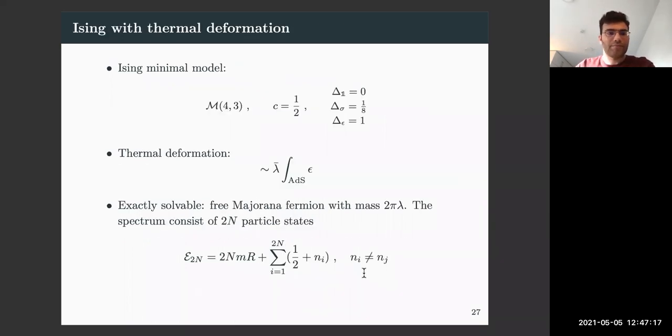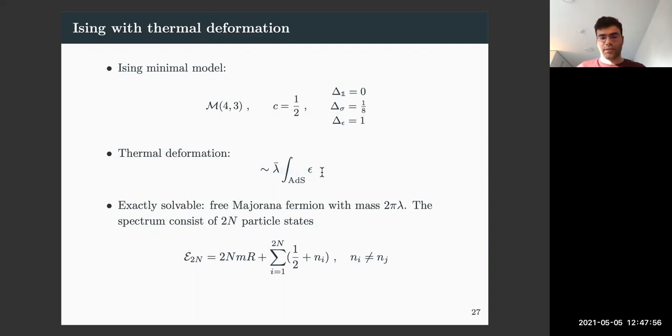So let me give you the first example, which is also exactly solvable. So this is a test of our procedure now in conformal field theory deformations. We take the Ising model, which has central charge 1/2. It has 3 modules, 1, sigma, and epsilon. And we take the thermal deformation, adding epsilon to the action, and the solution is an exactly solvable theory.